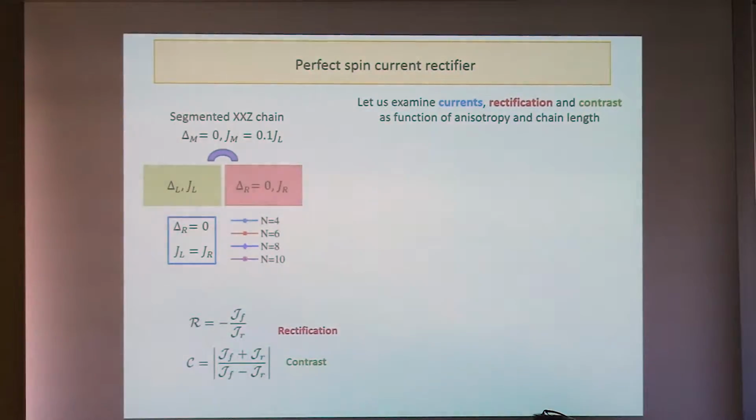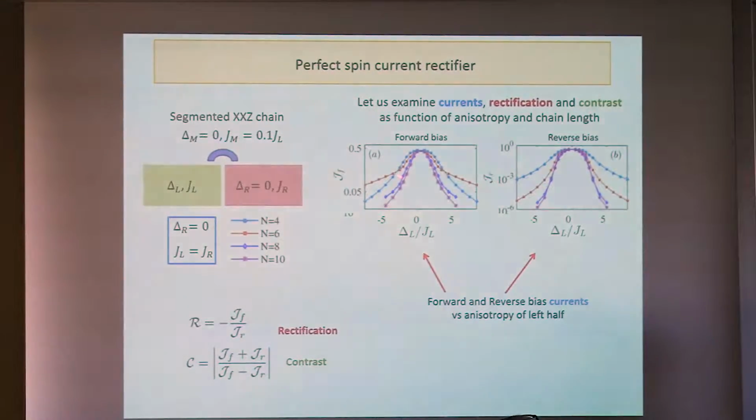Now, what happens? What kind of currents do we get? I will study the currents, the rectification, and the contrast, which I described before, but I remind you here what the rectification and the contrast are. For small systems, we did exact diagonalization. Then when the system starts to become large, about 20 and so on, we use matrix product states to simulate this. So now I look at the current in forward bias and reverse bias as a function of the interaction within half of the chain.